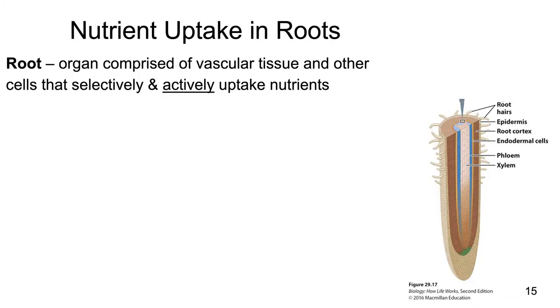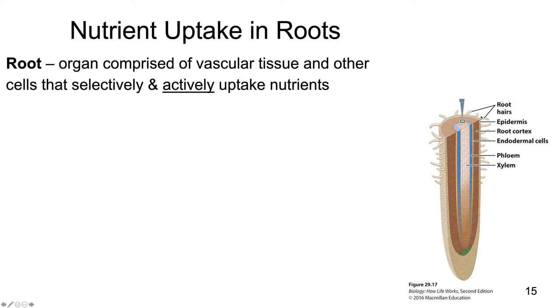So let's talk about nutrient uptake in roots. The root is really just an organ comprised of vascular tissue and other cells that selectively and actively uptake nutrients. Selectively meaning it only takes in things that are useful, or tries its best to weed out the bad stuff and only take in the good stuff. And actively means it oftentimes uses energy to uptake nutrients. So it's investing energy in importing those various ions and nutrients out of the soil into the plant. And here we can see a breakdown of what a root looks like. This is the tip end of a root sliced in half lengthwise, and so you can see the inside of the root.